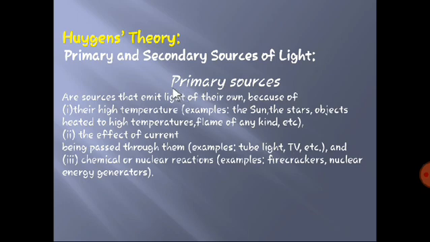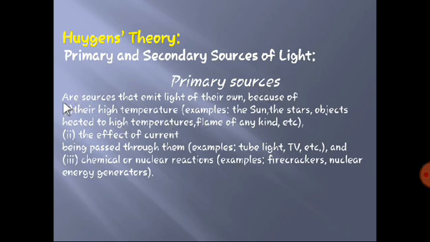So moving forward towards primary sources, as the word itself says, primary. These are the sources that emit light of their own. Primary sources are the sources that emit light by their own. They do not require any other source to emit. But how do they emit? Due to their high temperature, or due to the effect of current which is passing through them, or due to some chemical or nuclear reactions. So this is about primary sources.